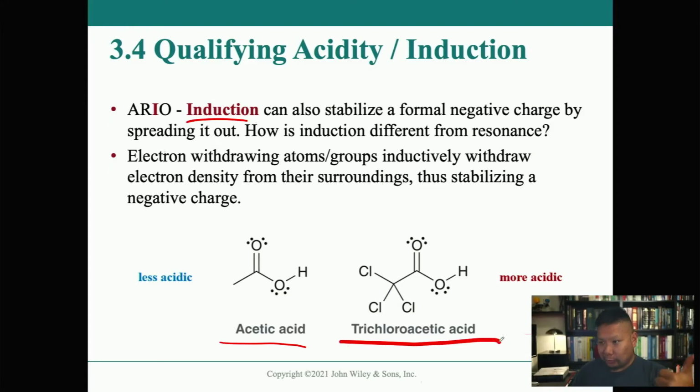We've already done rule 1 here, because if the base comes over, my generic base comes over and pulls off the proton, leaving my negative oxygen right there. And then the base comes over, pulls off the proton, leaving my negative oxygen there too. The negatively charged oxygen with the lone pair is on the same atom, they're both oxygens. So the A in ARIO doesn't apply. So what about the R in ARIO for resonance? Well, that doesn't apply either.